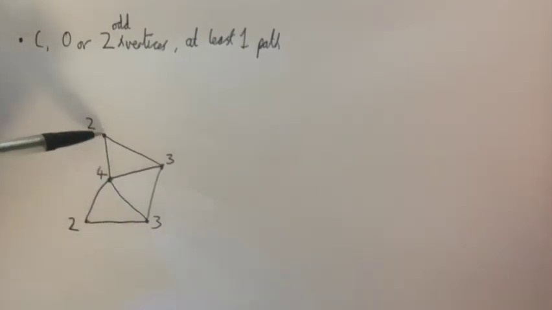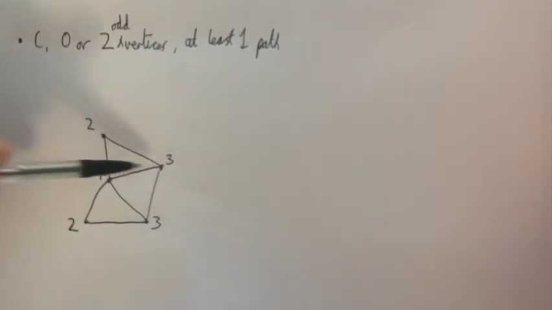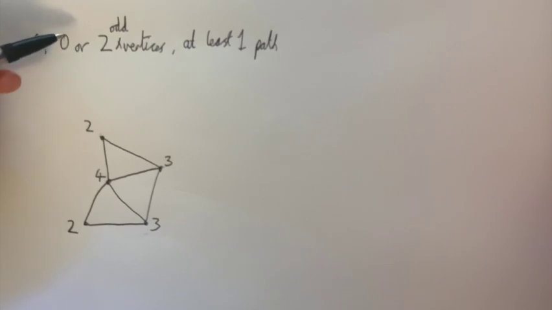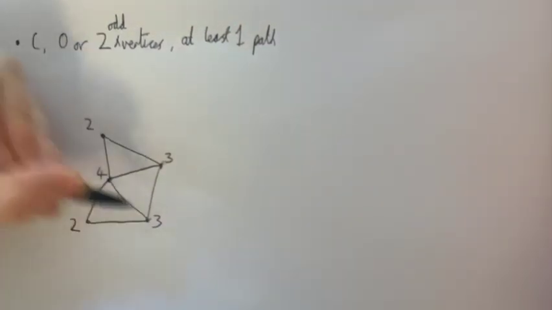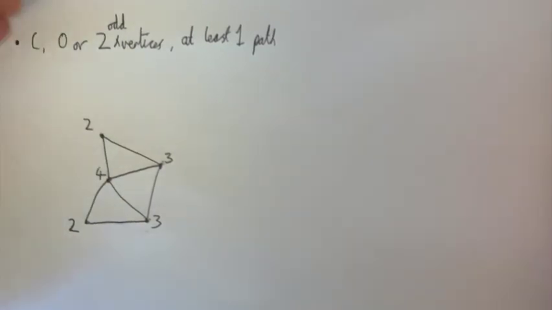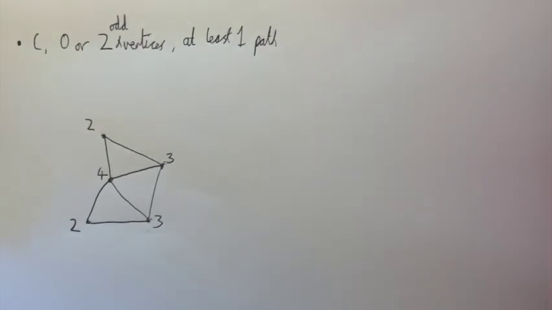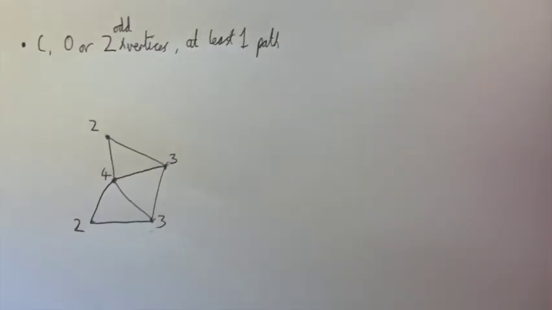Looking back at the part of Euler's theorem, it says if the graph is connected, which it is, as you can see, you can reach any point from any other point on the graph. If it's got 0 or 2 odd vertices, here we have 2 odd vertices, all these are even, it will have one path. So we've had it confirmed now by Euler's theorem that this graph will have at least one path.